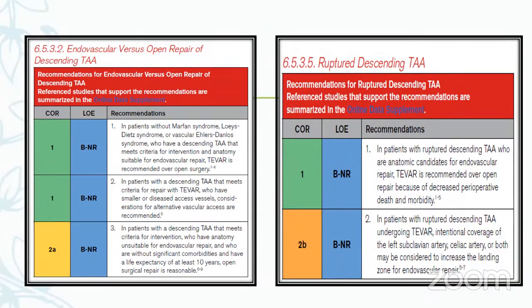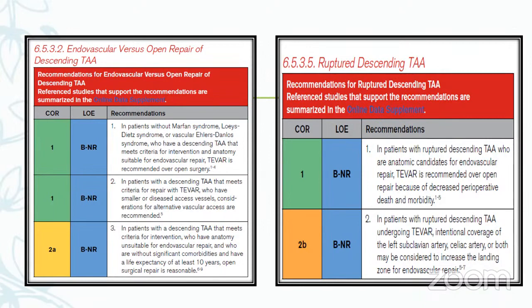And in patients with a descending thoracic aortic aneurysm that meets the criteria for intervention, who have anatomy unsuitable for endovascular repair, and who are without significant comorbidities and have a life expectancy of at least 10 years, open surgical repair is a class 2A indication. What about ruptured descending thoracic aortic aneurysm?